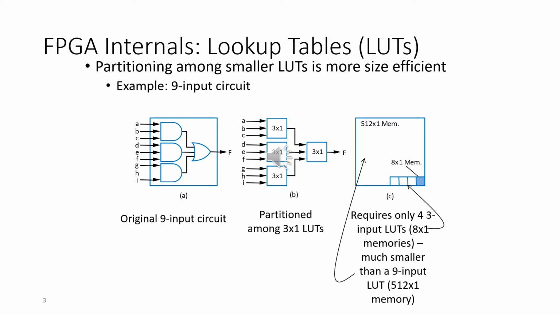Firstly, we have to partition our circuit into 3x1 lookup tables. Now instead of 512 words, we require 4 memory lookup tables, 8x1 memory, which is smaller than a 9 input lookup table with 512 words.